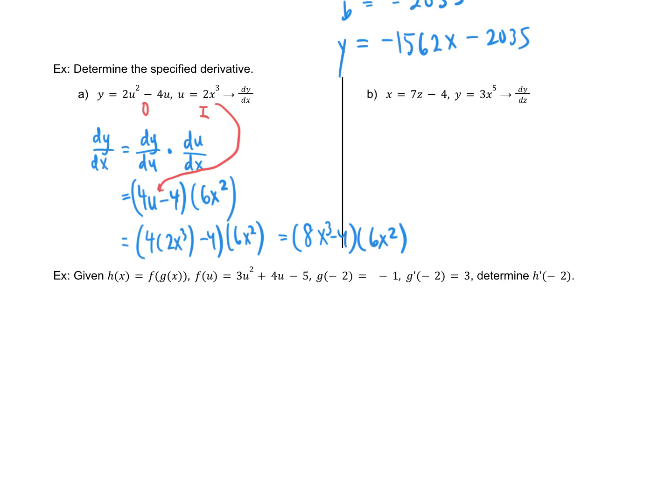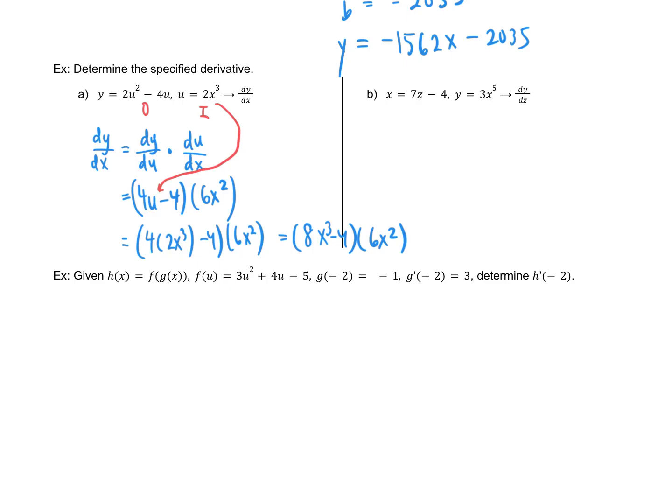But here, the purpose of this notation is it really makes sure that when you're doing your chain rule, you don't take the derivative of the inside right away, because we just copy pasted what the inside was. The inside is u, and that's what we did.